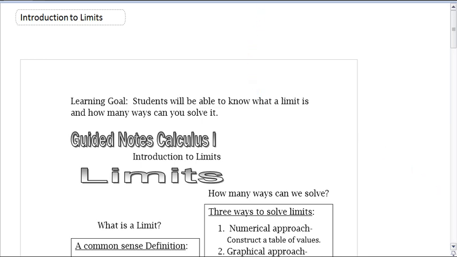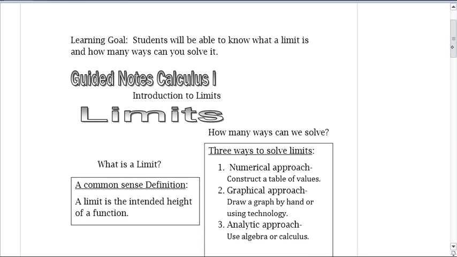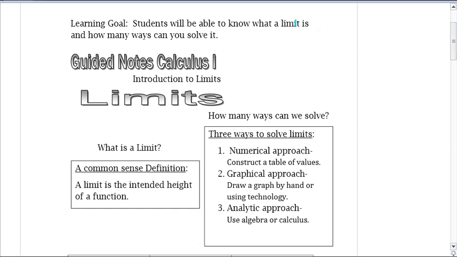Okay, today we're going to take a look at the introduction to limits. Excited to present it to you. So let's go ahead and start. Learning goal: students will be able to know what a limit is and how many ways to solve it. So by the time you're done, you're going to have a basic grasp of what a limit is and how many different ways you can solve a limit.